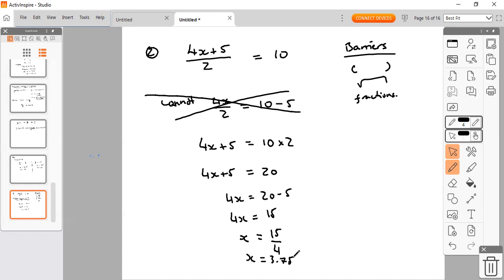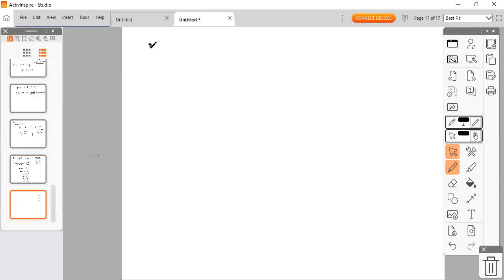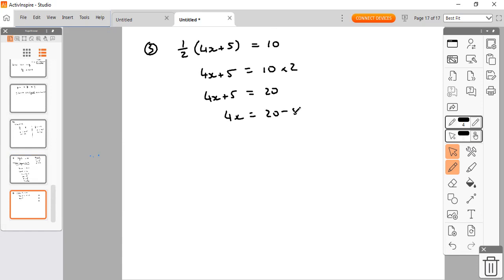It's not always the most obvious. That 4x plus 5 over 2 should also be written with a bracket, which is actually a bit clearer about what you need to do first. Remove everything that's outside the bracket, and then you start tidying up and isolating what's inside the bracket. Moving that half across, that 2 becomes a multiple over there. Exact same process.